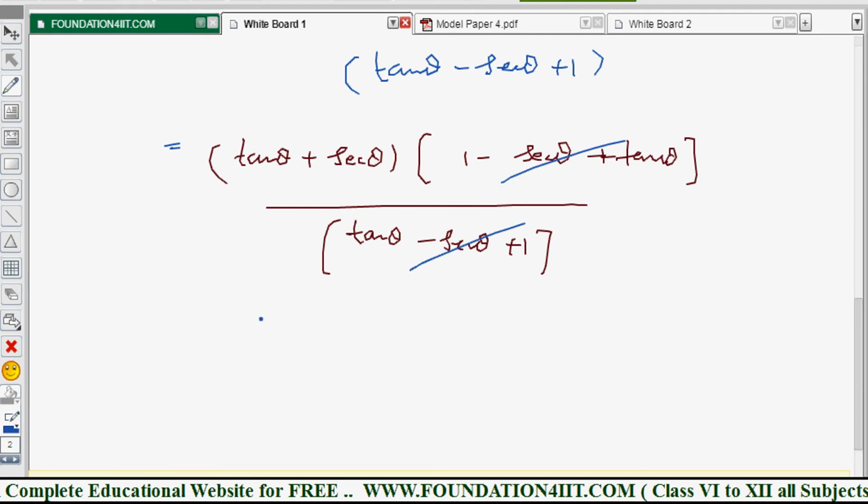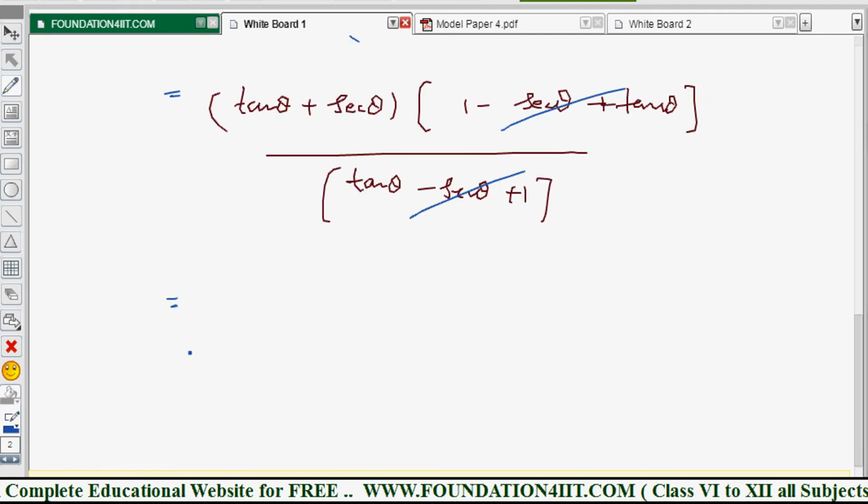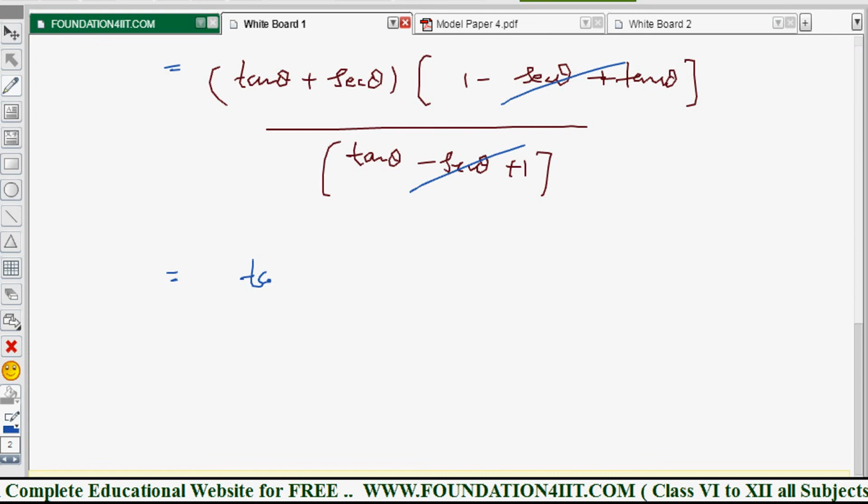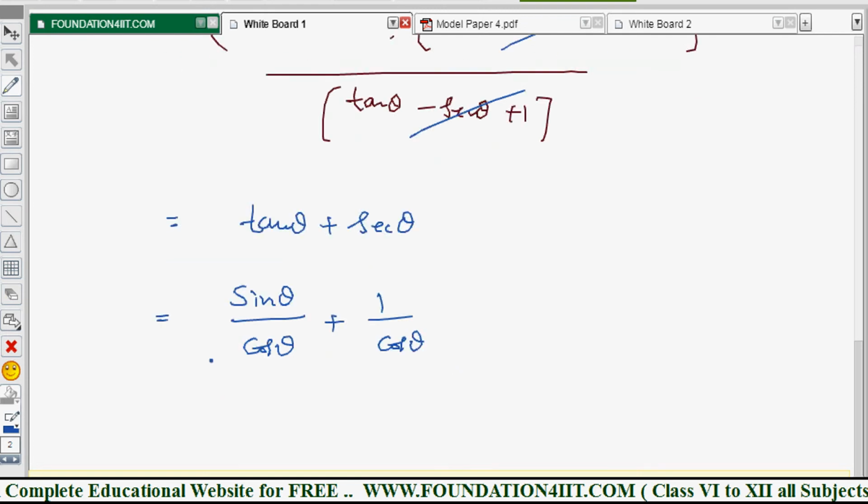The denominator and numerator, the bracket values you cancel. Then what remains is tan theta plus sec theta. Now you can convert into sine and cos. So tan theta is sine theta by cos theta, plus sec theta is again 1 by cos theta. Then the denominators are the same, so you can add the numerators. So that is sine plus 1, so 1 plus sine theta by cos theta. Right? That is equal to the RHS.